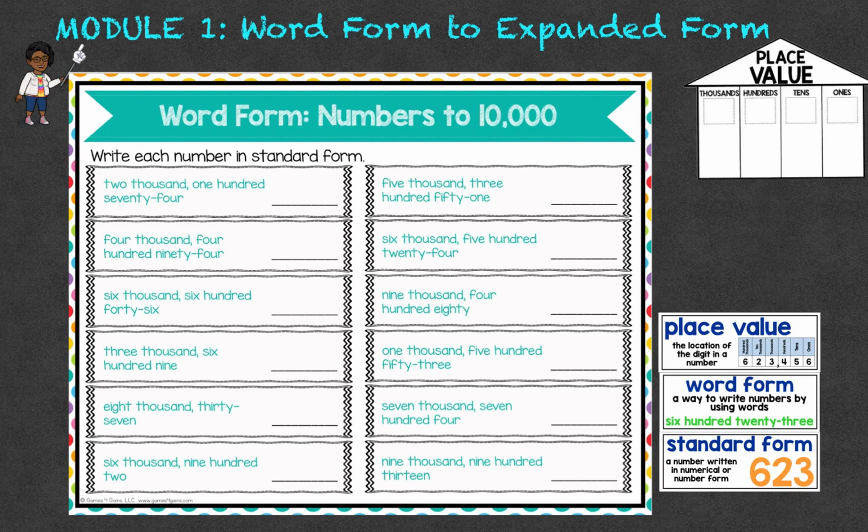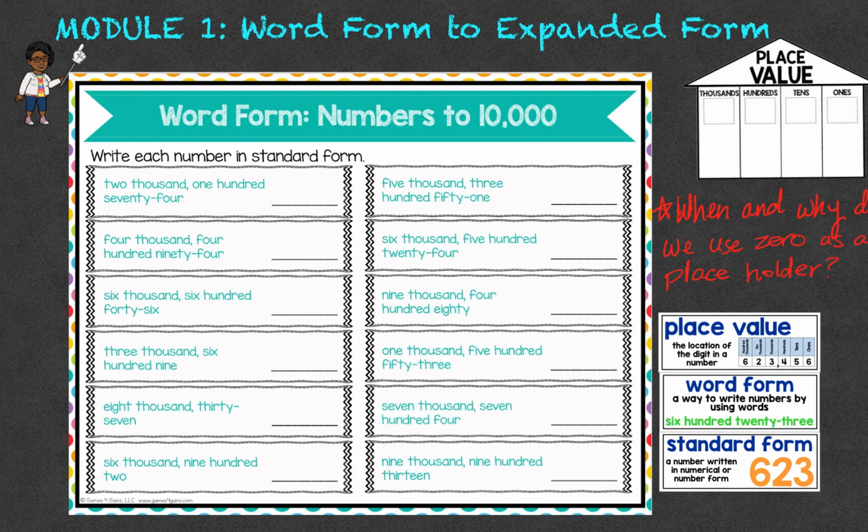In this video, I'll show you how to take a 4-digit number from word form to standard form. We'll also cover when and why we would ever need to use 0 as a placeholder, which can be a tricky idea to understand for some third graders.